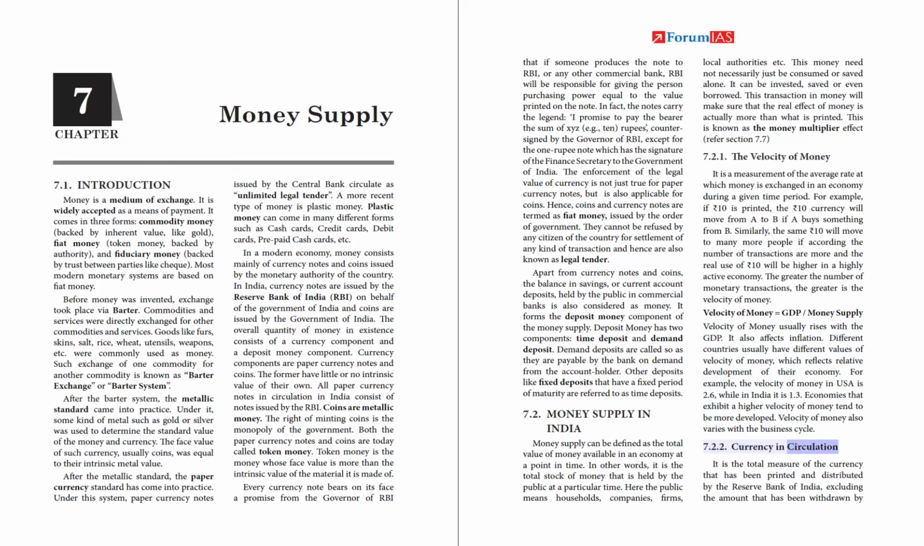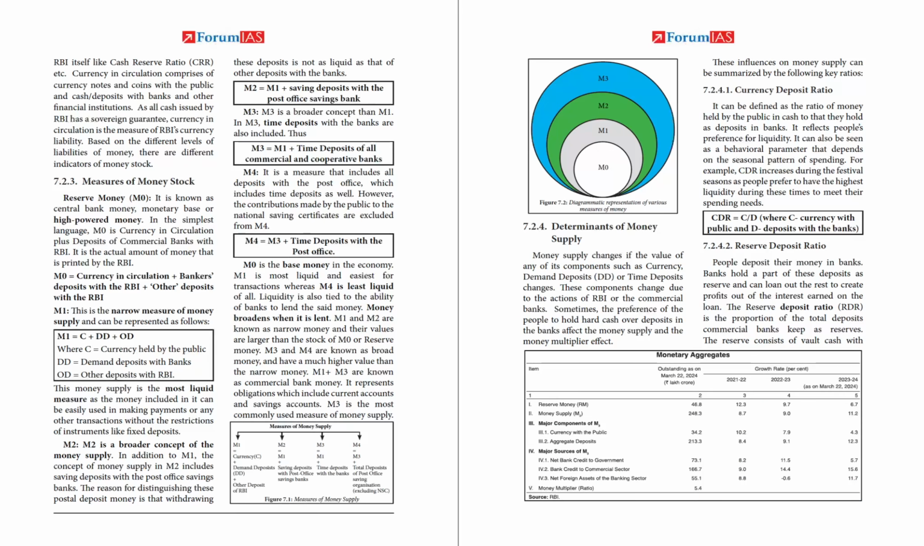7.2.2 Currency in circulation. It is the total measure of the currency that has been printed and distributed by the Reserve Bank of India, excluding the amount that has been withdrawn by RBI itself, like cash reserve ratio, CRR, etc. Currency in circulation comprises of currency notes and coins with the public and cash/deposits with banks and other financial institutions. As all cash issued by RBI has a sovereign guarantee, currency in circulation is a measure of RBI's currency liability.